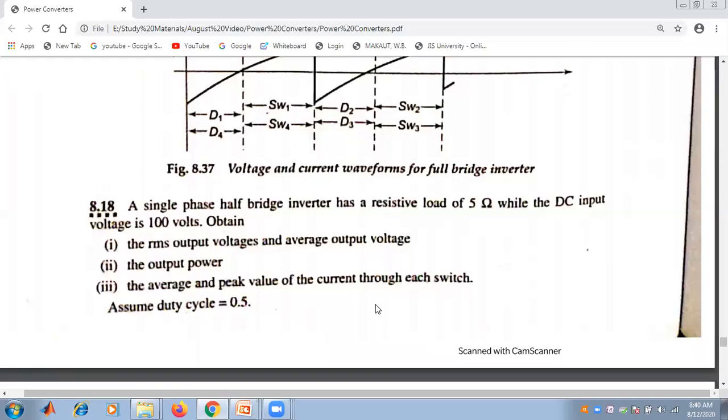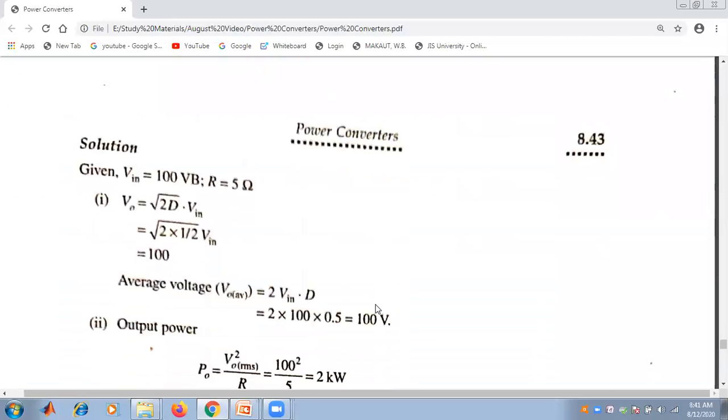Now take an example in order to understand what we have discussed till now. It is given that a single phase half bridge inverter has a resistive load of 5 ohm, while the DC input voltage is 100 volt. Obtain the RMS output voltage and average output voltage. The second question is the output power, and the third one is the average and peak value of current through each switch. Assume the duty cycle is 0.5. So let's go to the solution.